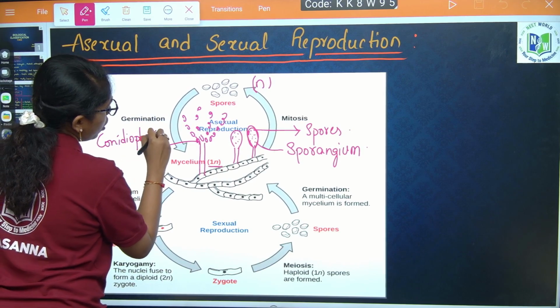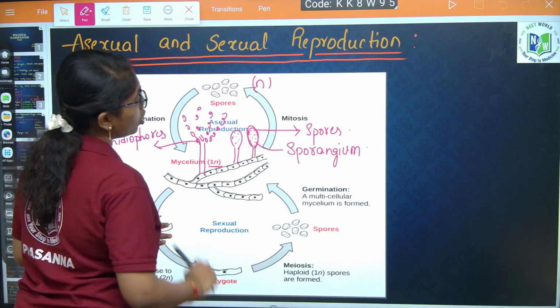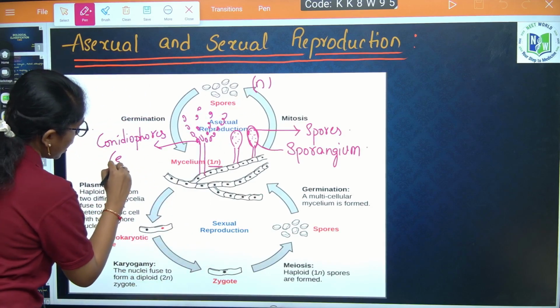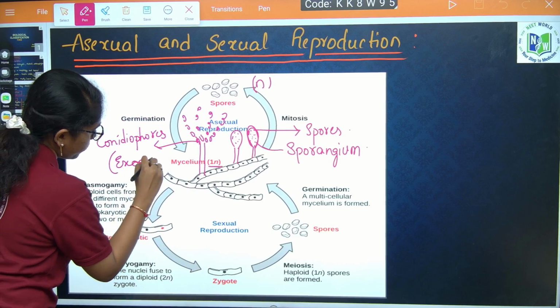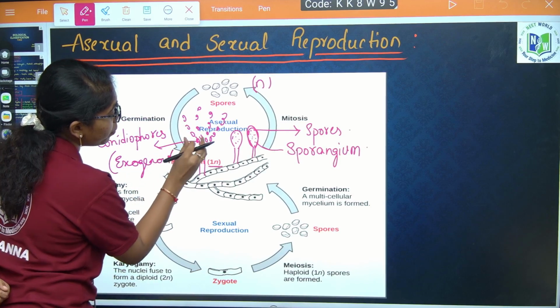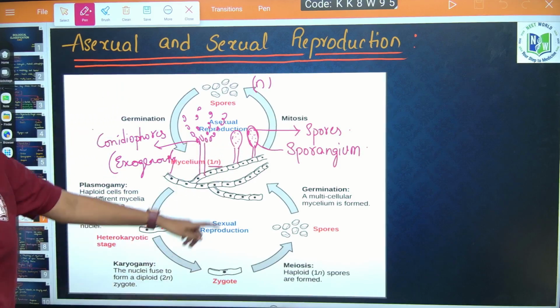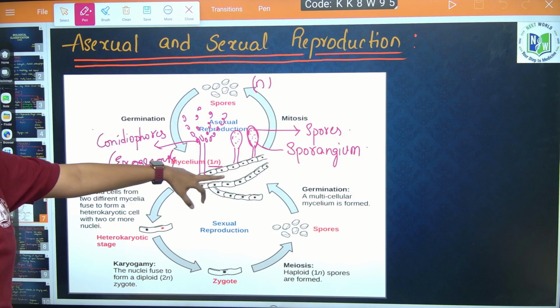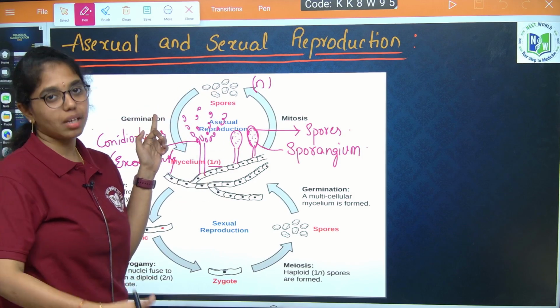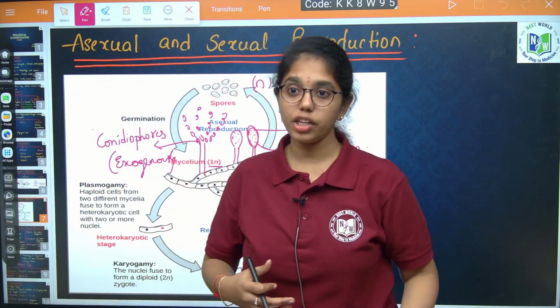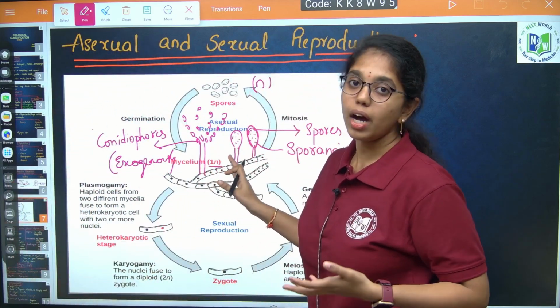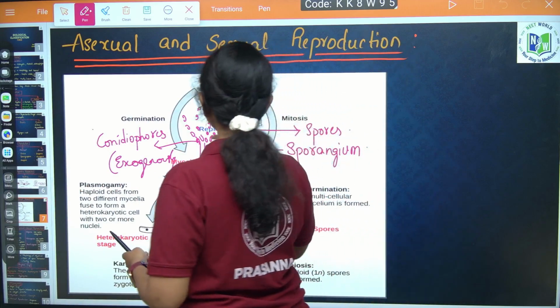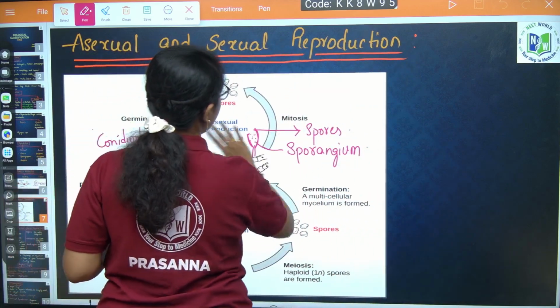Conidiophores. Conidia are released exogenously. How are they released? Exogenously. They are not formed inside any sac-like structure like sporangiospores. They are liberated outside, right? So, these spores, when falling onto a suitable substrate under favorable conditions, will germinate into a new mycelium. This is about asexual reproduction.